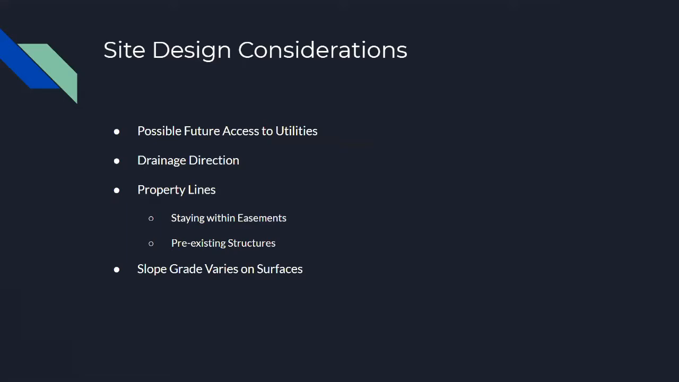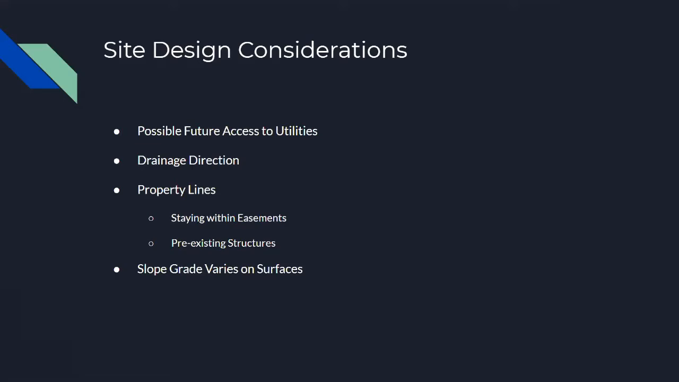So when coming up with site plans, there are certain design considerations that should be kept in mind when designing the site plan itself. One possible consideration is future access to utilities. As just mentioned in the previous slide, stuff like sewage, gas, and power, the locations of those utilities should be kept in mind so you're not coming up with site plans that restrict access to those utilities or make it cumbersome to access them for maintenance purposes as well.